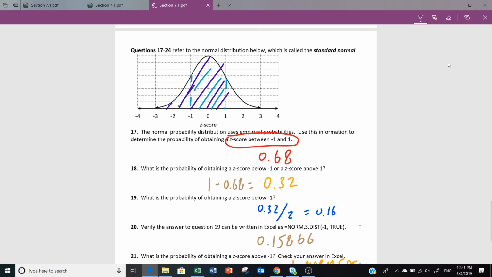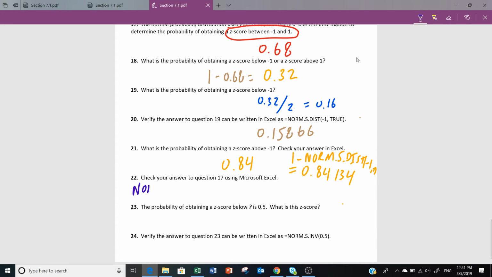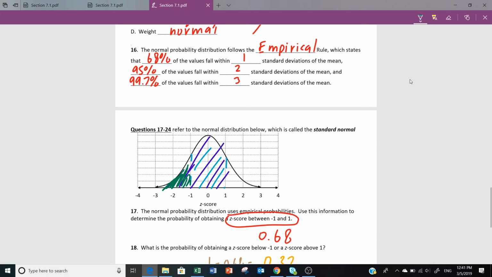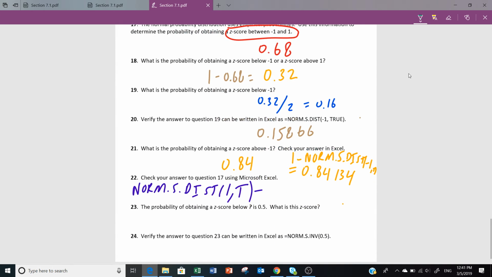What do I want to get rid of? The tiny area over here. So I'm going to take norm.s.dist of 1, that's the dark blue, norm.s.dist of 1, comma true, and then I'm going to get rid of the little area. This little area here is norm.s.dist of what? -1. We want cumulative probabilities because if you did false, you get non-probabilities.